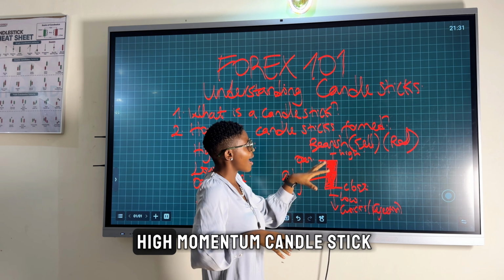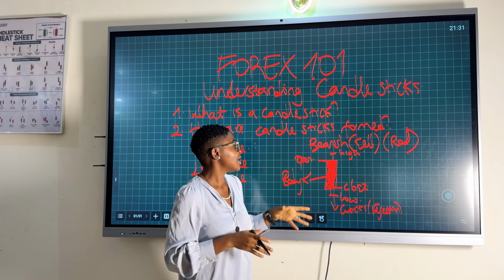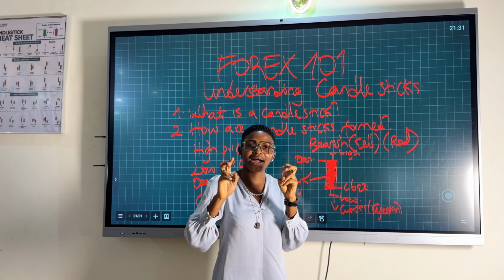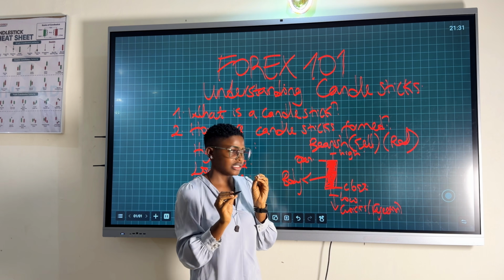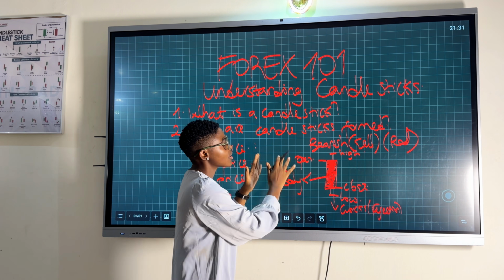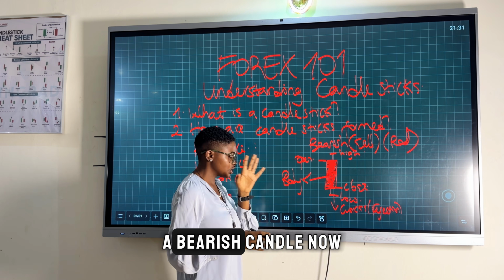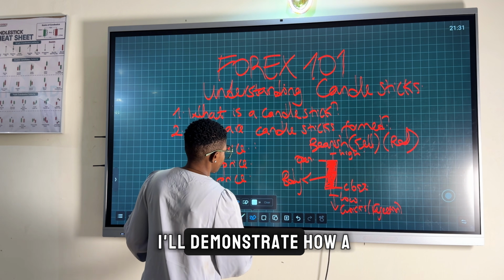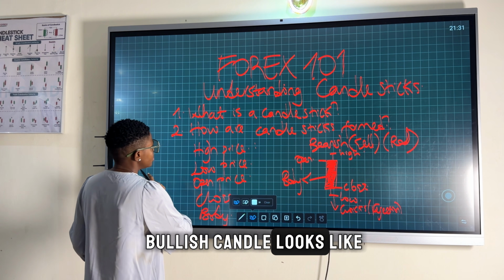So this is a high momentum candlestick. This candlestick is called a Marubozu candlestick. This is a typical representation of a bearish candle. Now I'll demonstrate what a bullish candle looks like.